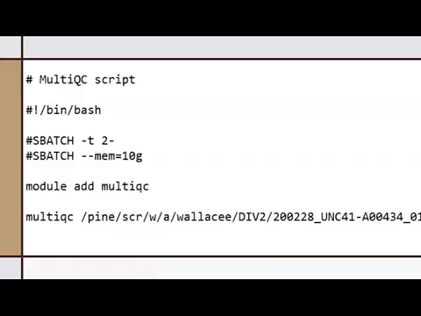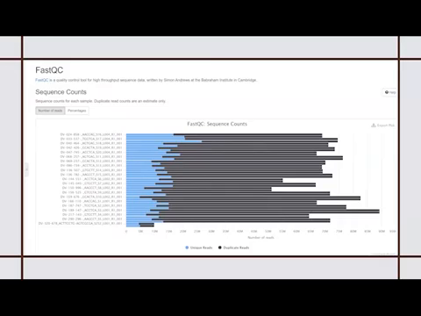And here's an example of a MultiQC script that I did use. And you can see it follows the FastQC script very closely with the amount of time dedicated, memory, just a different module is listed here. And here's an example of the output that you can see once you run FastQC. So as I said, FastQC would be more of done on each individual sample, where with MultiQC, you can see there are many different samples listed here. And you can also see we've got unique reads in blue and duplicate reads in black.